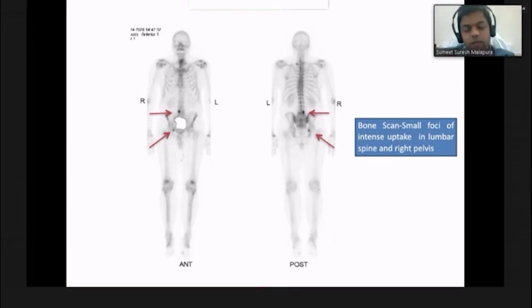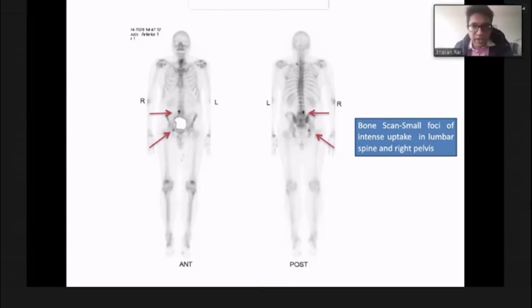So here we have a bone scan of a patient with prostate cancer. Two foci of increased MDP uptake are seen, one in the right acetabulum and one in the L4 or L5 vertebra. So two foci, probably metastatic in nature only.